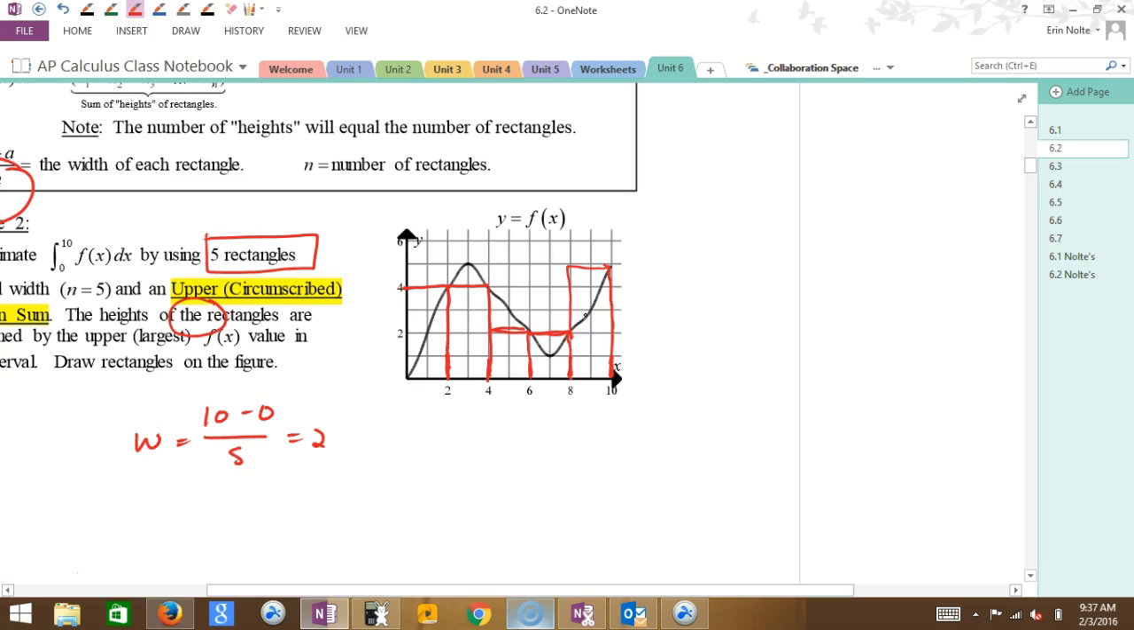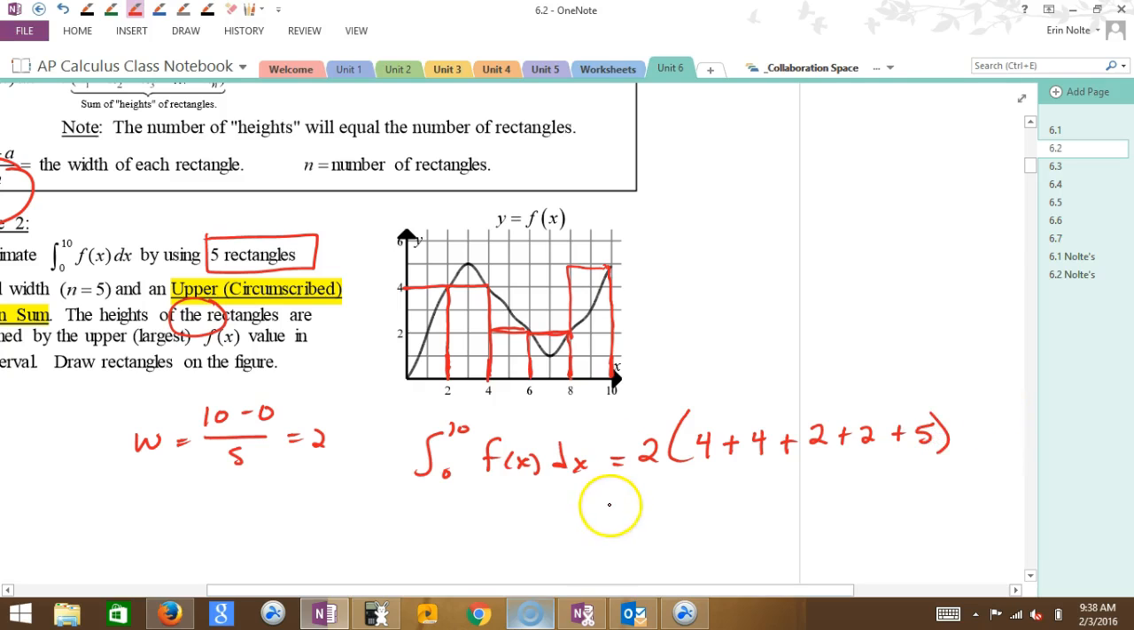So all I'm going to do is find the area of these 5 rectangles. There's a quick way to do this. I'm going to say that my summation from 0 to 10 of my function, this is just notation, is going to be the width of all of these times each of their heights. The height on the first rectangle is 4, plus the height on the second rectangle is also 4. Height on the third is 2, height on the fourth is 2, and the height on the fifth rectangle is 5.